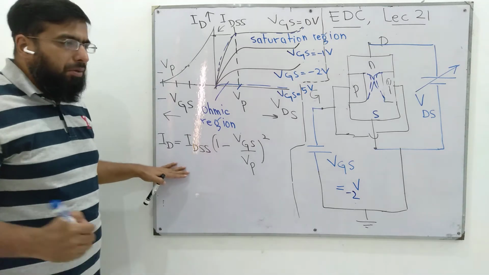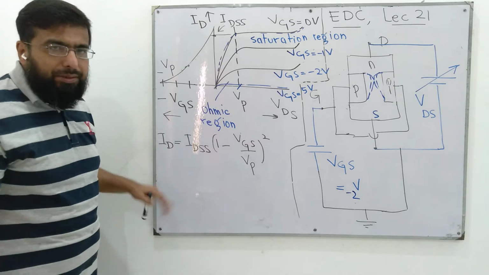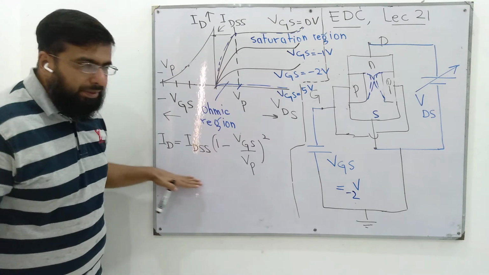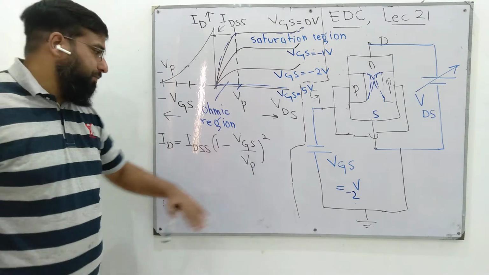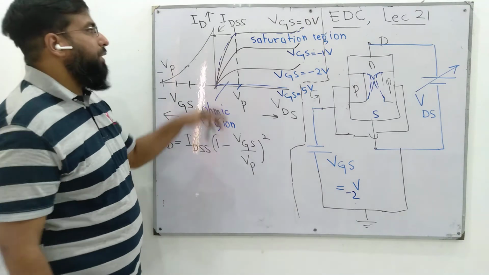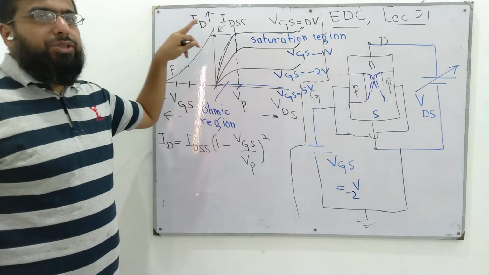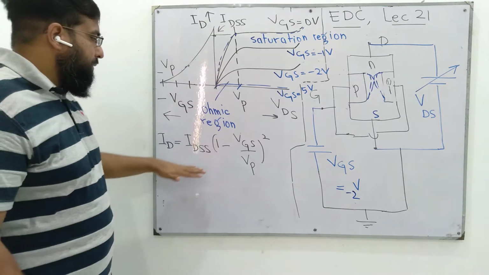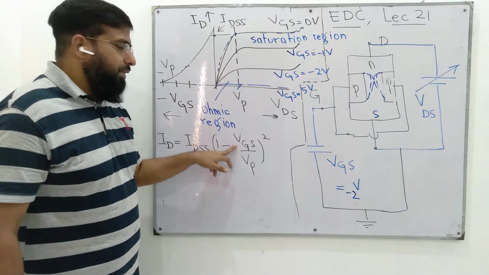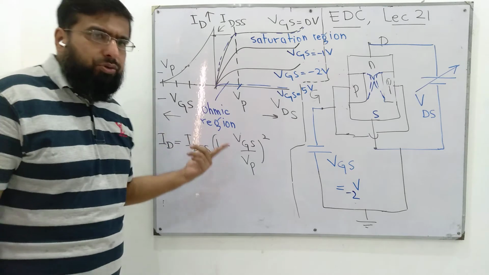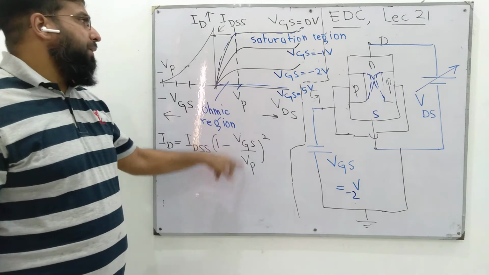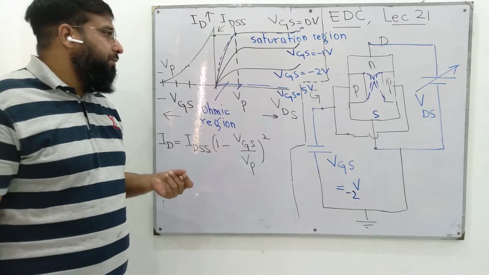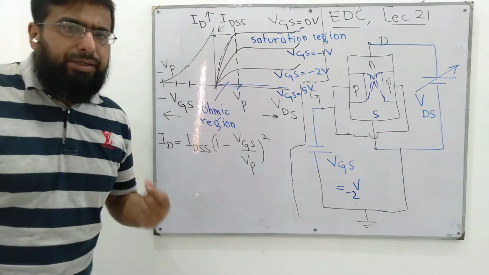Mathematically, a good non-linear approximation for this behavior is represented by this simple expression. ID is IDSS, where IDSS is the saturation current when VGS is equal to 0 volts, times 1 minus VGS, the gate to source voltage applied, divided by VP, squared. VP is the VGS where ID is equal to 0.